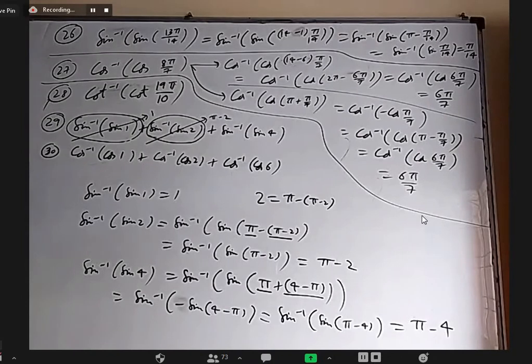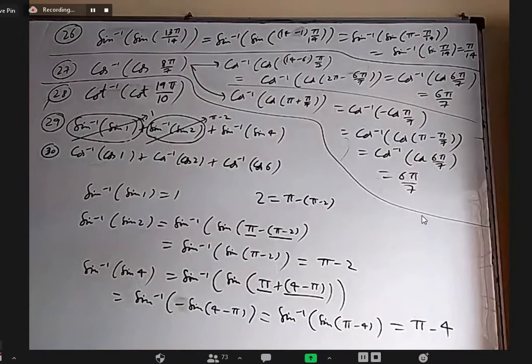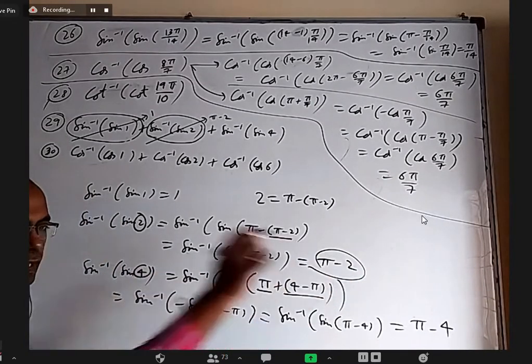Sir, I didn't understand. Why did you write pi minus 2, sir? Okay, directly you can write this. Even for both this question and this question, directly 2 is here and you can directly write pi minus 2. Over here you can directly write pi minus 4.